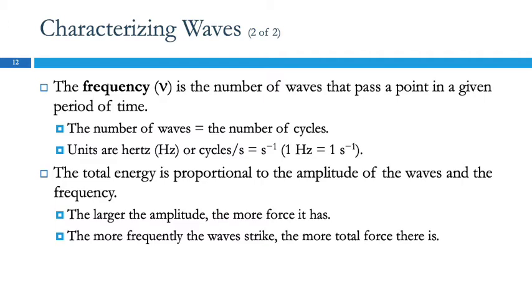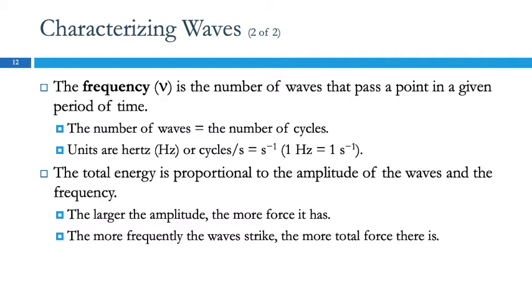Another thing about waves that can be measured is the frequency. That's defined as the number of waves that pass a point in a given period of time. Frequency is this Greek letter nu, which looks disturbingly like a lowercase v for velocity. So just watch out for that. But frequency is the number of waves or the number of cycles in a given amount of time. The common unit is hertz, abbreviated capital HZ, which really is just cycles per second, or number of waves per second. And when we see this s to the minus 1, that means the s is in the denominator.